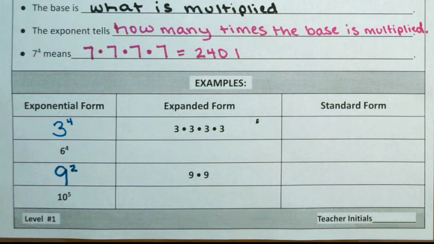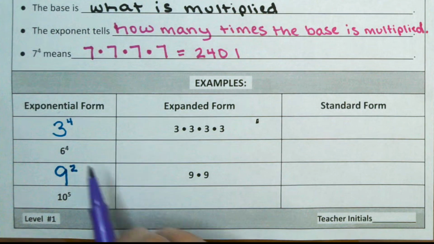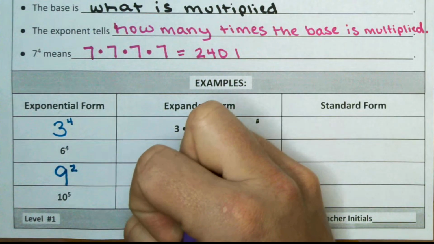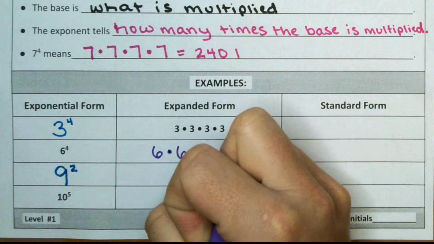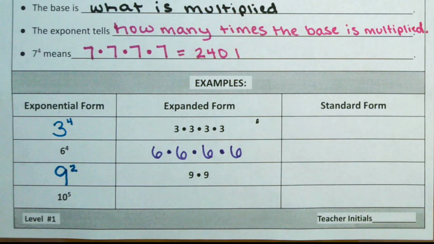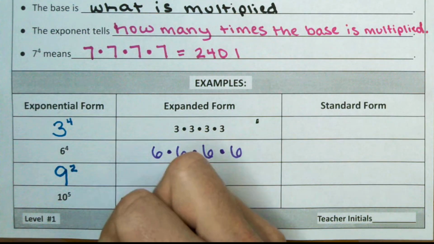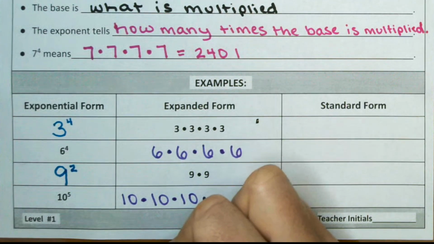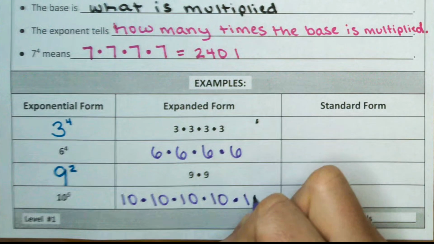All right, let's go to expanded form. Okay, so if I have 6 to the 4th power, I'm going to multiply 6 times 6 times 6 times 6. Go ahead and fill in this bottom one. What would this 10 to the 5th power be in expanded form? Well, 10 is our base, so we're multiplying 10 over and over again, and we're going to do that 5 times.